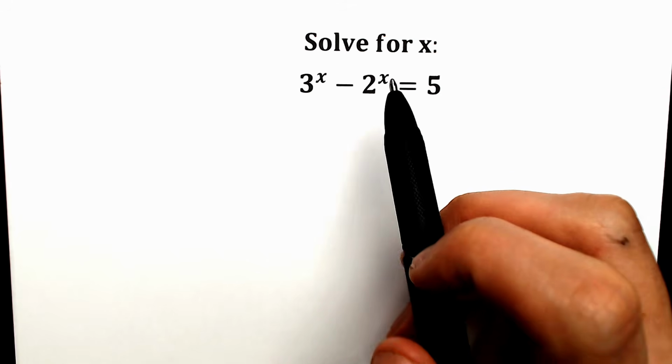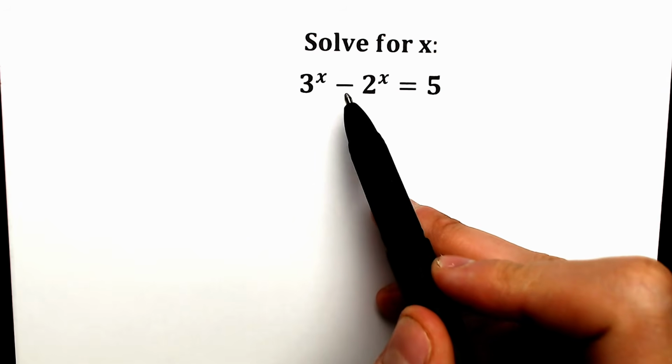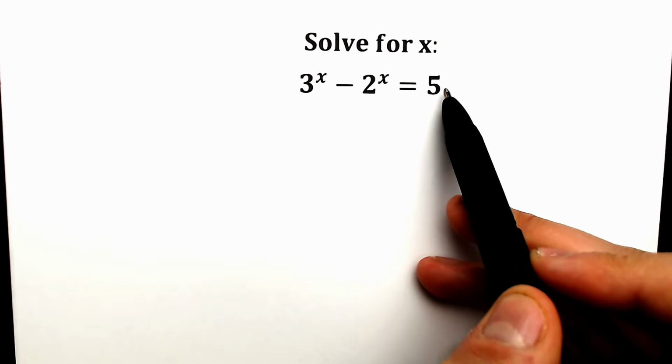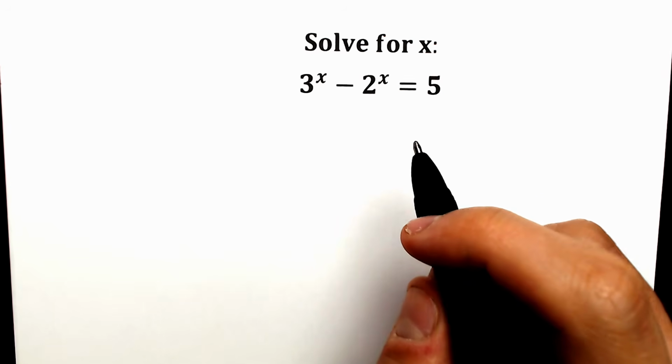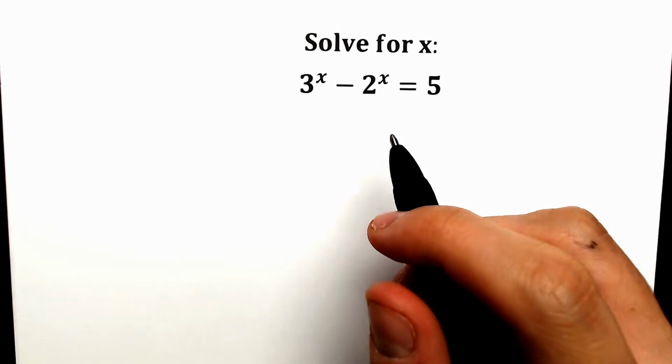Today we have very tricky algebra questions. 3 to the x minus 2 to the x equal to 5. We need to solve this equation for x. If you have your solution, your answer, you can also write it in the comments below. It will be really interesting to read about it.